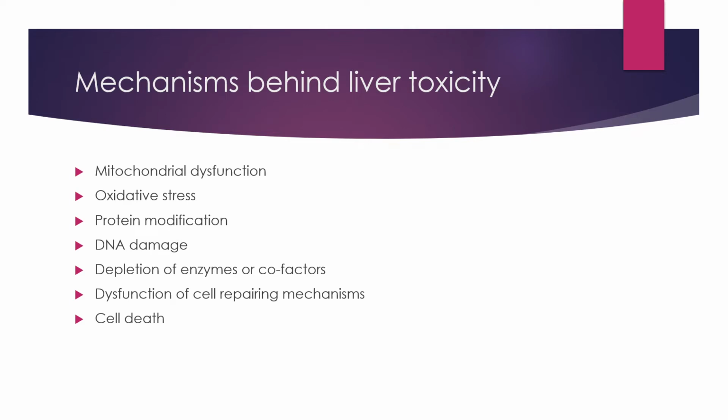Cell death is usually the easiest sign of toxicity, but there are a lot of complex mechanisms behind it. For example, there's mitochondrial dysfunction, which results in loss of respiration for the cell. Oxidative stress can modify cell walls or other machinery of the cell. Protein modification, DNA modification, as well as depletion of enzymes or cofactors.